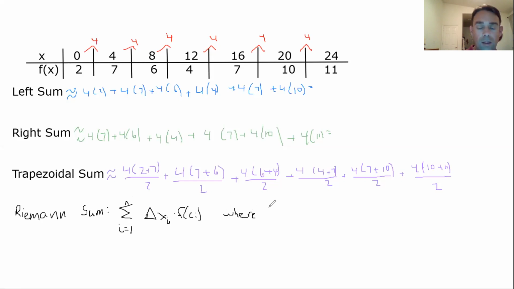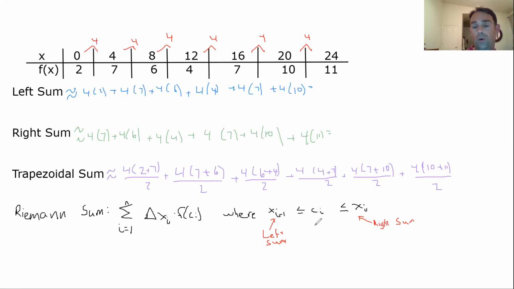And c sub i is between x sub i minus 1 and x sub i. Your c is usually one of these things. We said that x of i minus 1 would have been the x value we would have used for the left sum if we were to use the technical formula, which we're not going to do here. And this one right here would have been the right sum. But realize it could be anything in between the left sum and the right sum.